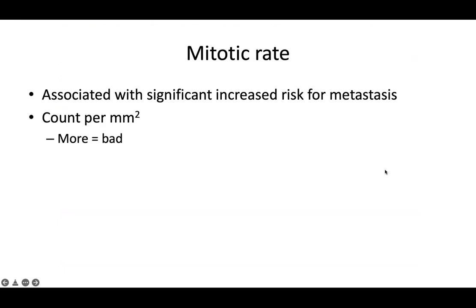Mitotic rate is another important aspect that we measure. It's associated with a significantly increased risk for metastasis, as common sense would dictate. The count is usually reported as millimeters squared. Of course, more mitotic figures found equals a bad prognosis.